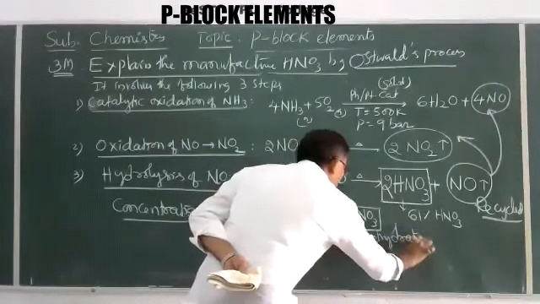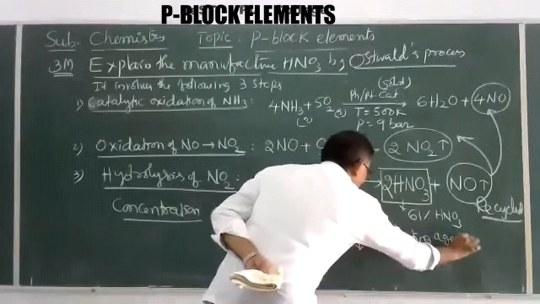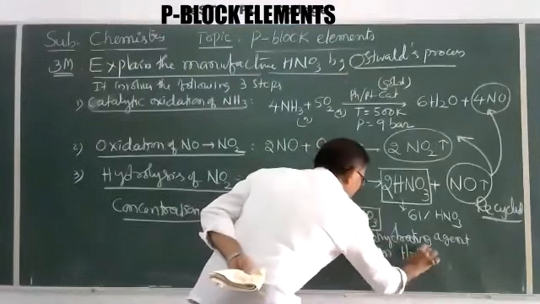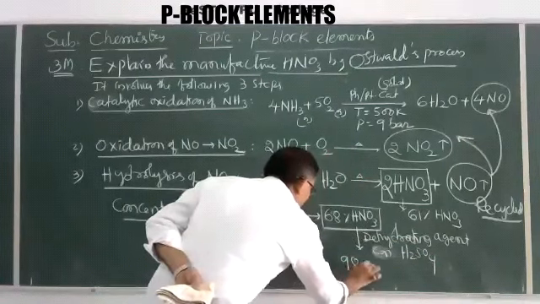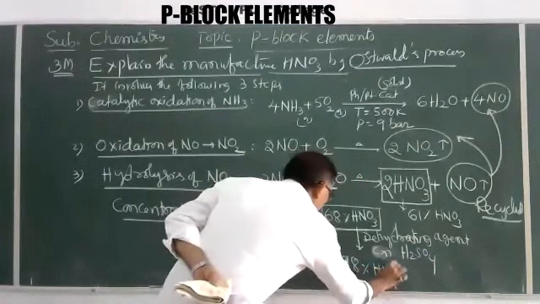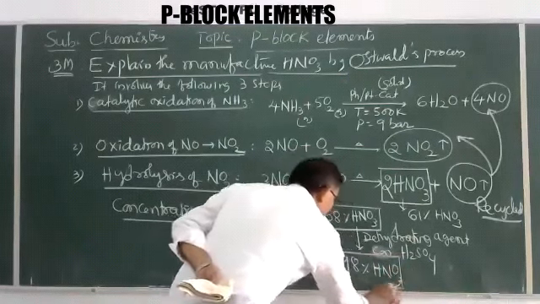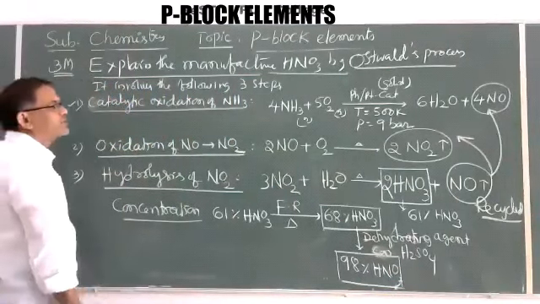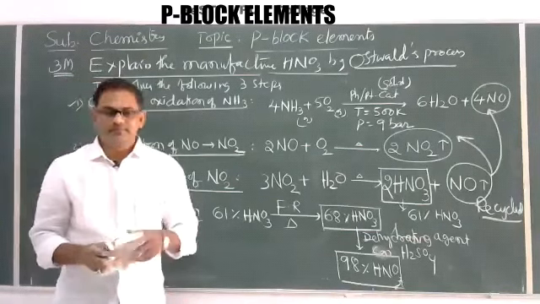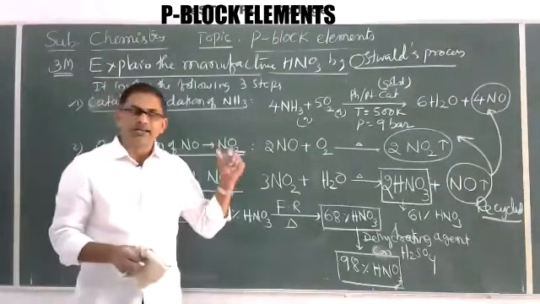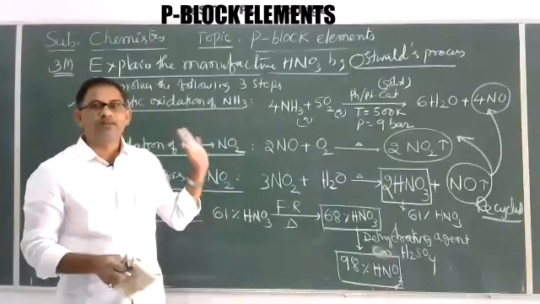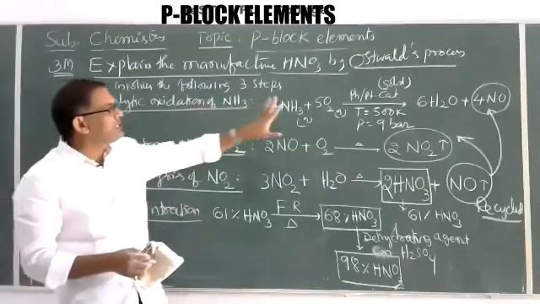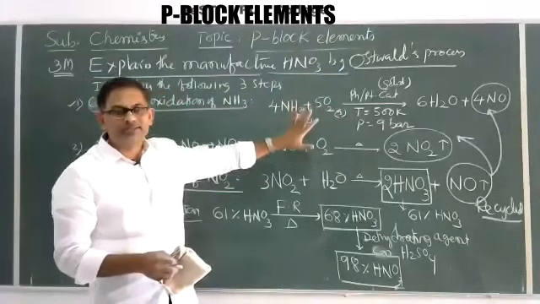The dehydrating agent is concentrated H2SO4, which acts as a dehydrating acid. You will get 98% HNO3. This is pure concentrated 98% HNO3. This is the manufacture of nitric acid by Ostwald process. Very, very important. Among ammonia or nitric acid, one question for 3 marks is guaranteed. In ammonia, the same catalytic conditions, flow chart and reactions are important there.